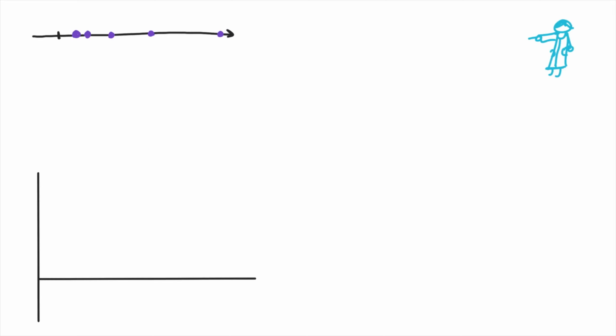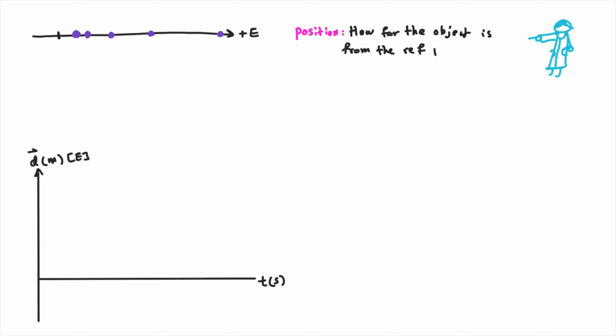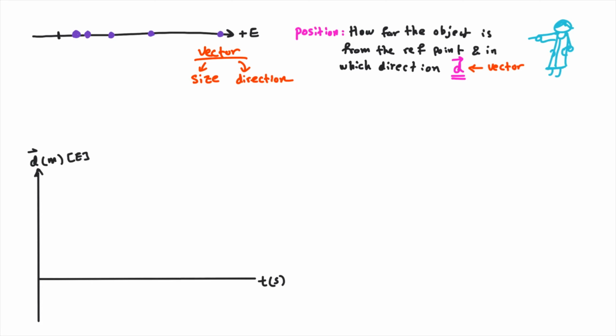Mr. S used this opportunity to do a bit of review and to introduce the concept of displacement. He said, as a reminder, the position is how far the object is from a reference point and in which direction. We use the letter D with an arrowhead to represent position. The arrow on top represents what we call a vector quantity. A vector quantity has both a size, which indicates how big or small it is, and a direction that helps us know the direction with respect to the reference point.